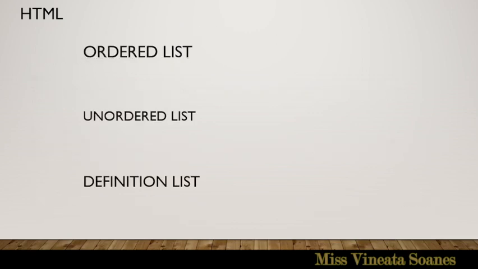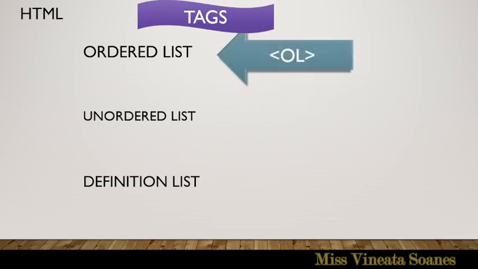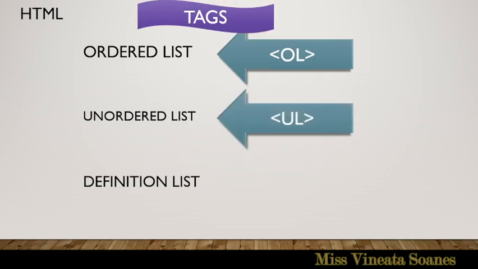So basically, for this ordered list, unordered list, and definition list, as usual in HTML we use tags. For an ordered list, you have to use the OL tag, for an unordered list the UL tag, and for a definition list, of course, the DL tag. It's very, very simple, right?